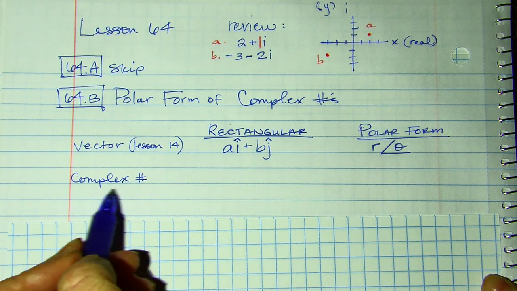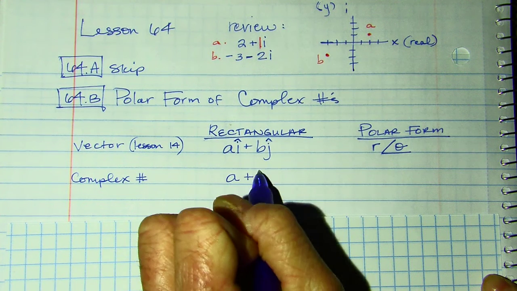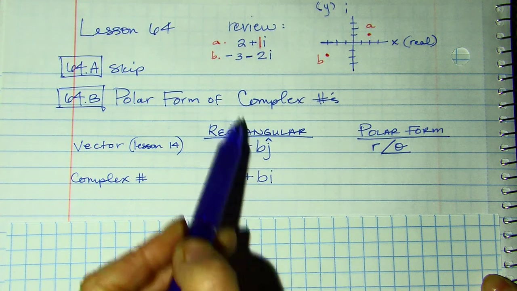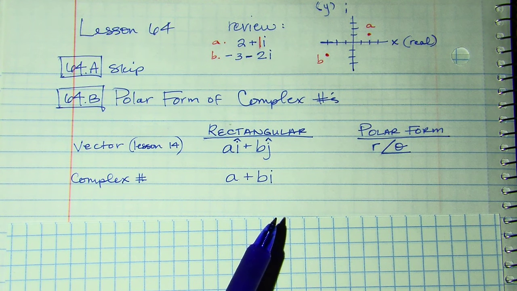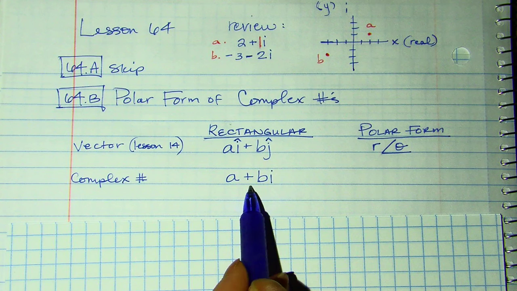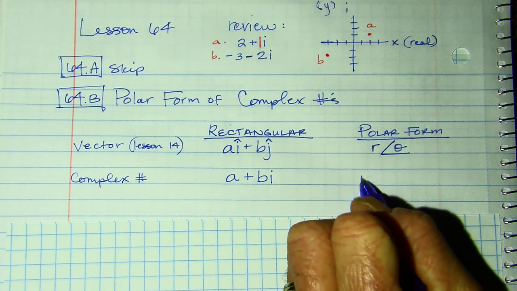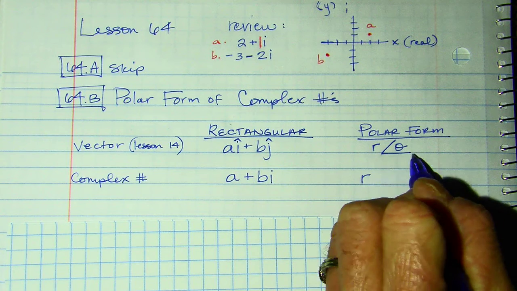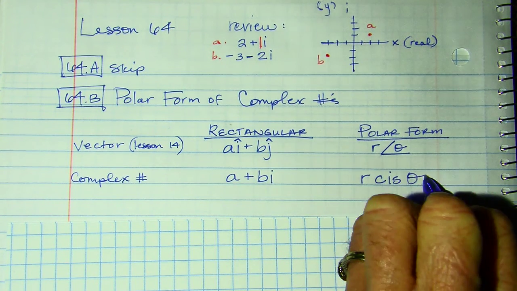Now in complex number form, rectangular looks like a plus bi. Look how similar those two are. You see i in both, you see an a and b in both. So their forms are very similar in rectangular form. But if I want to write a complex number in polar form, I'm going to write r, and instead of this angle symbol, I'm going to write cis and then theta.